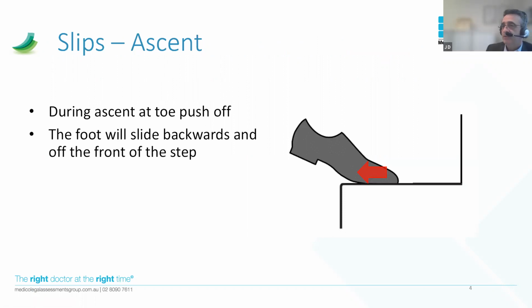Now, we'll move on to slips during ascent. That typically occurs when one is trying to push off and move up a step. The foot will slide backwards off the edge of the step, and it will cause the person to fall forwards, landing face first on the stairway itself. These types of slips are not common, but they're common enough that we do investigate them on occasion. However, the resultant injuries are typically not significant, because the distance someone falls is not significant.